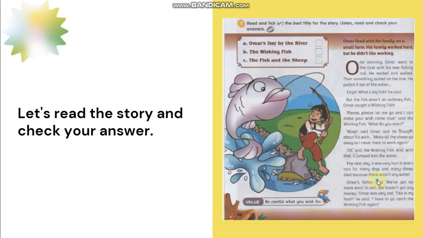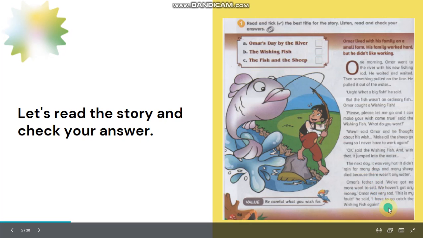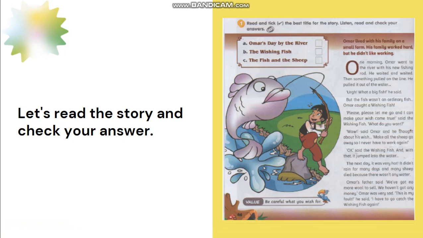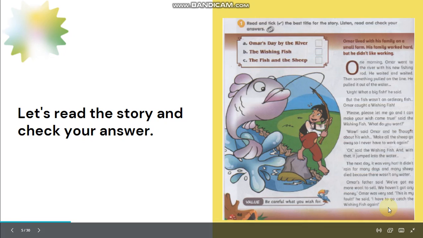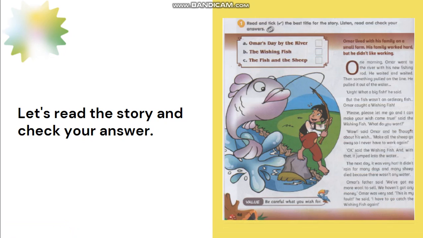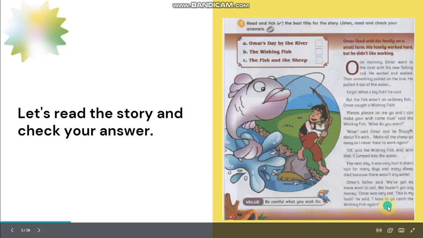The next day, it was very hot. It didn't rain for many days, and many sheep died because there wasn't any water. Omar's father said, "We've got no more wool to sell. We haven't got any money." Omar was very sad. "This is my fault," he said. "I have to go catch the wishing fish again."